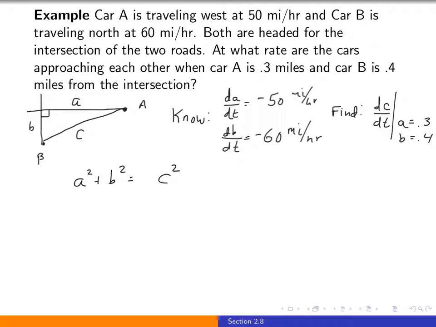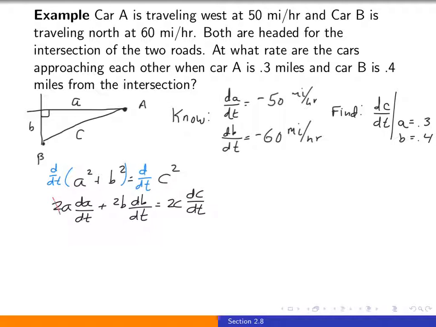And now that we have this equation, we simply differentiate both sides implicitly with respect to t. A, B, and C all depend upon t, so we have three implicit derivatives. So 2A dA/dt plus 2B dB/dt equals 2C dC/dt.